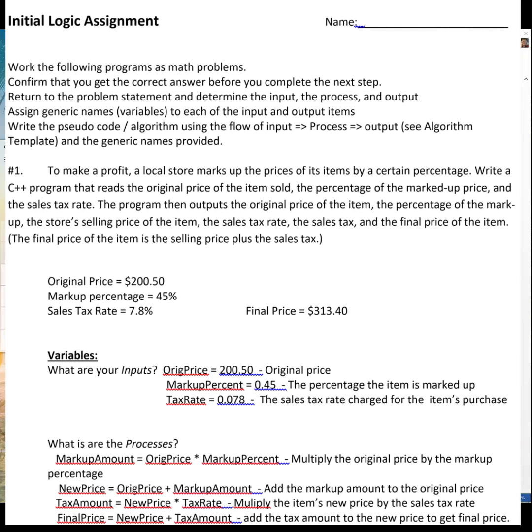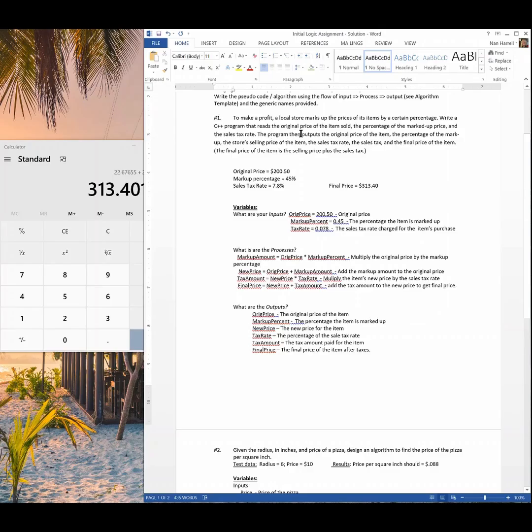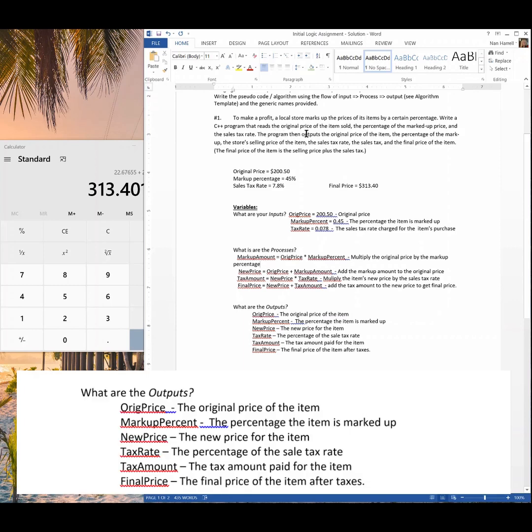The markup equals original price times the markup. And then I explain what I'm doing here. Then this is new price equals the original price plus the markup amount. We got the markup amount when we did that math. And then we have to multiply by the tax rate to get our tax amount. Then we add that to our new price to get the final price. And then here it tells us what we want to output to the screen. It says the program then outputs, and it lists all those items. So I list those items here and I explain what each of the variables represent. That was the first problem.